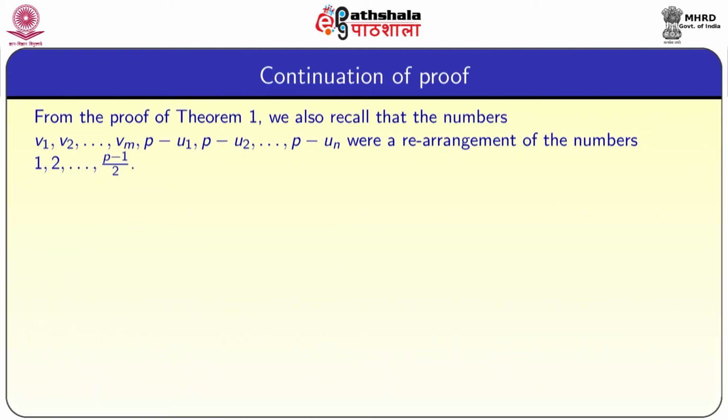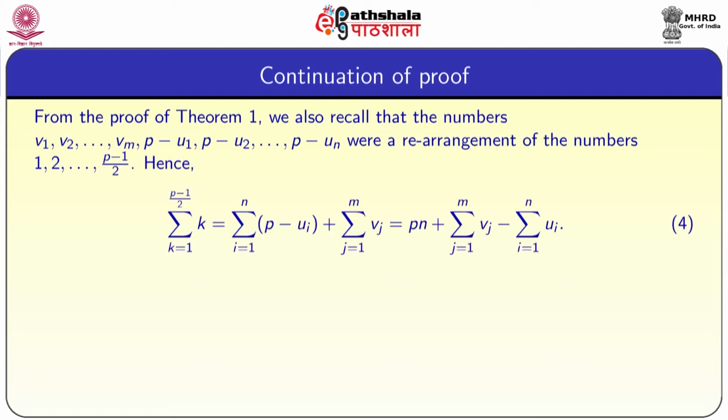So, again from theorem 1, Gauss lemma, we recall that the numbers v1, v2 and so on vm, p minus u1, p minus u2 and so on p minus un were a rearrangement of the numbers 1, 2, 3 and so on p minus 1 by 2. Hence, summation k is equal to 1 to p minus 1 by 2 of k, which is equal to summation i is equal to 1 to n of p minus ui plus summation j is equal to 1 to m of vj, which is equal to pn plus summation j is equal to 1 to m of vj minus summation i is equal to 1 to n of ui.